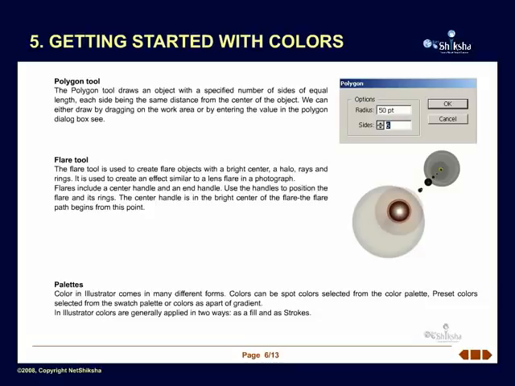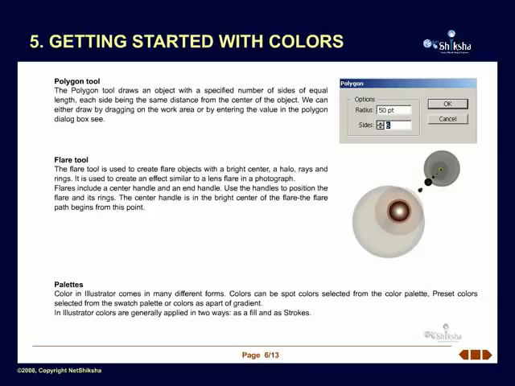Flare tool. The flare tool is used to create flare objects with a bright center, a halo, rays and rings. It is used to create an effect similar to a lens flare in a photograph. Flares include a center handle and an end handle. Use the handles to position the flare and its rings. The center handle is in the bright center of the flare. The flare path begins from this point.